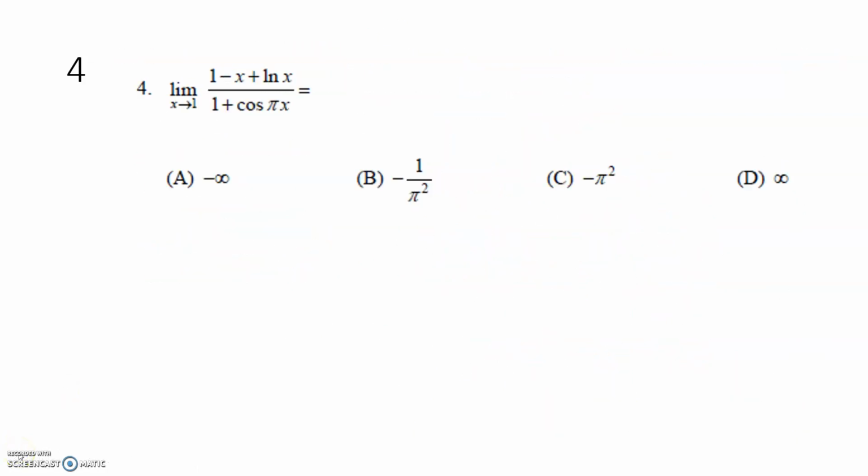All right, question 4. We have the limit as x approaches 1 of 1 minus x plus natural log of x over 1 plus cosine of pi x. So the first thing we should always try is direct substitution. So let's see if it works. So I plug in 1 minus 1 plus ln of 1 over 1 plus cosine of pi times 1.